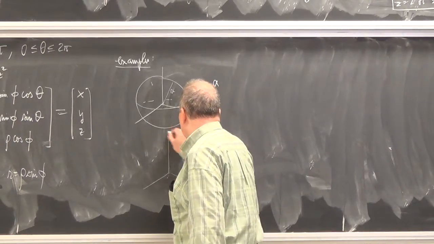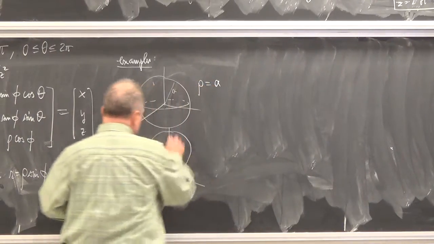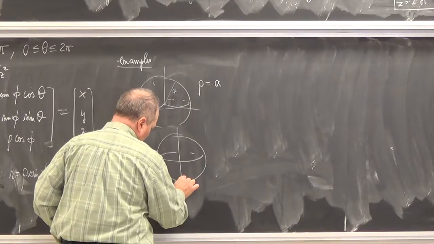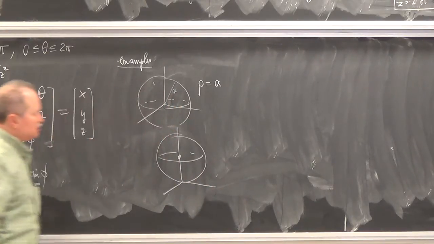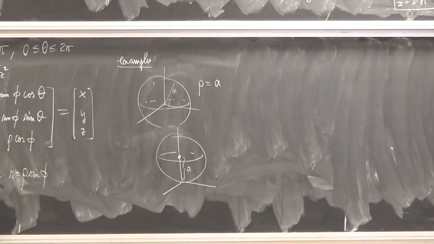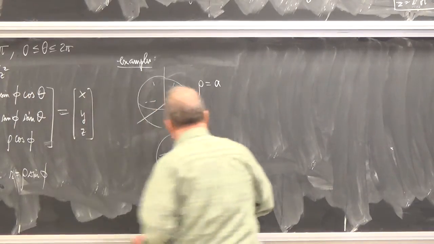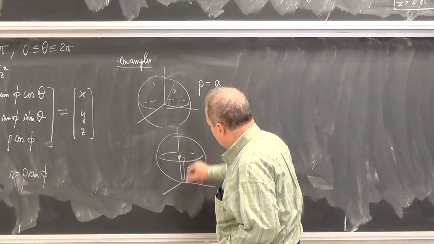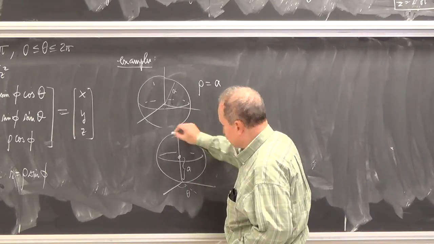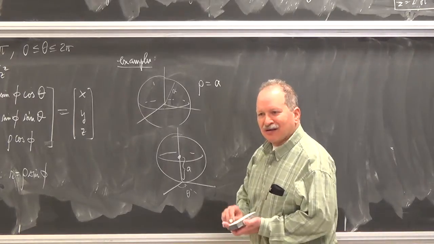What if I shift the sphere up so it's now centered on the z-axis and passing through the origin? So now if I had a sphere of radius a, what would it do? Don't use the Cartesian equation. If you imagine slicing it with a plane at any fixed theta, what are you going to see? A circle. So it's like what we were doing before.